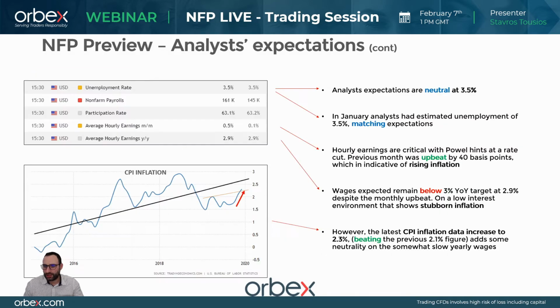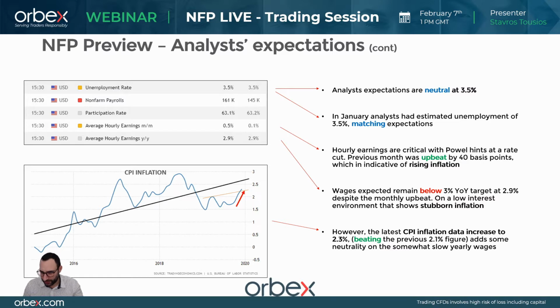On the second slide, just diving into the analyst expectations a little bit further. The unemployment rate is expected to remain at 3.5, right? So this is a neutral expectation from economists. The figures, as we said, 161 versus 145 previously, and expectations are 168. Now, in January, just as a reminder, we've had the unemployment rate matching expectations at 3.5%, which, just to remind you, is still at a multi-year low, which is good for the US economy.